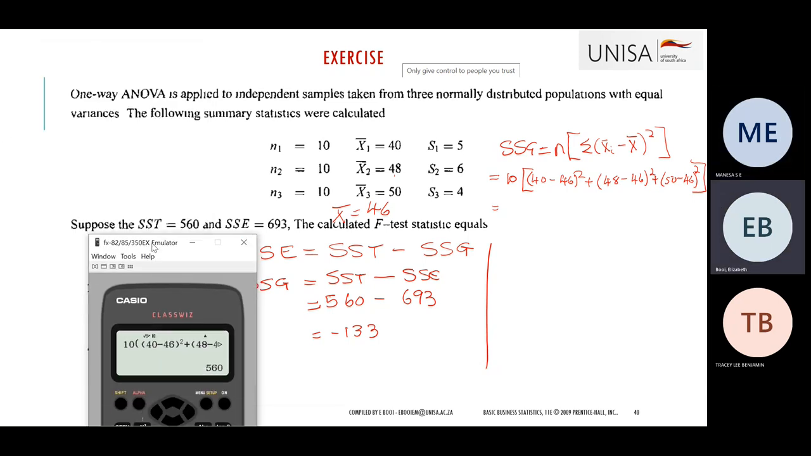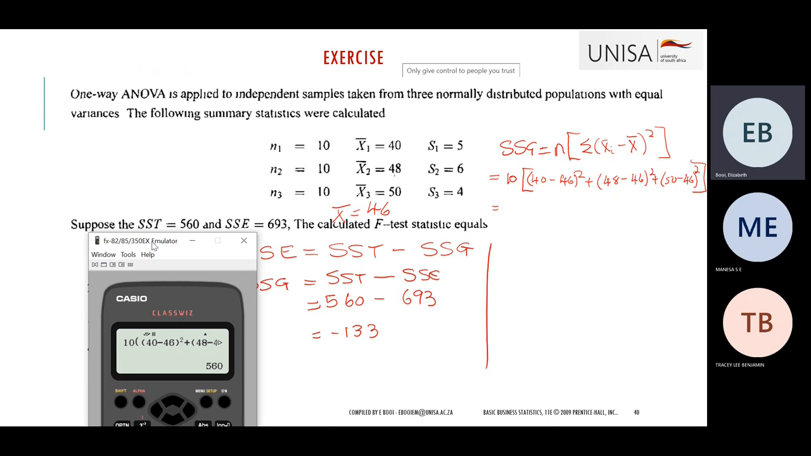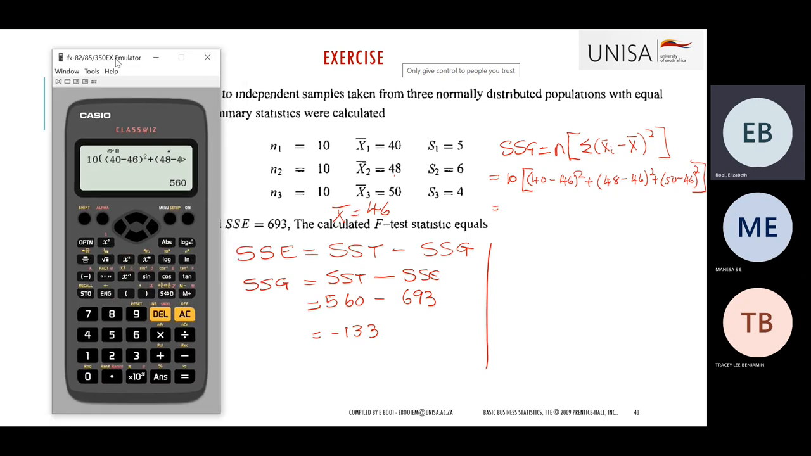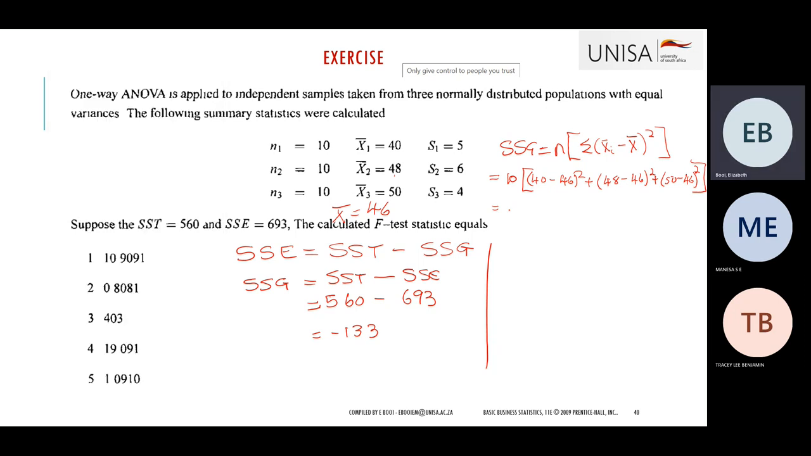Unless these people calculated SST wrong, that is why it will not make sense to get a negative answer. So your SSG is 560, right? So they did something wrong there. That is why I was wondering, why would it be a negative value? It cannot be a negative value there.